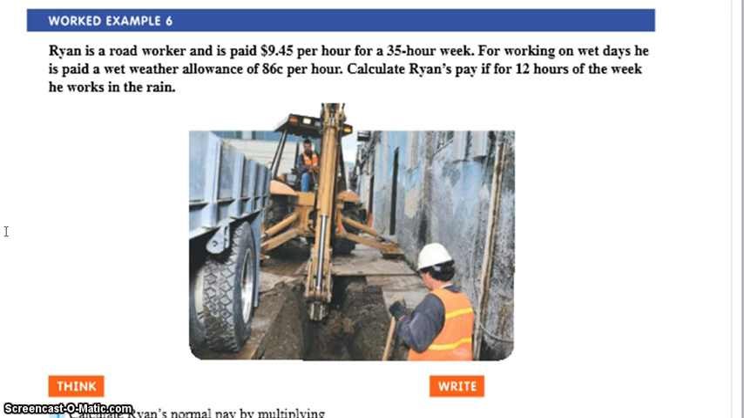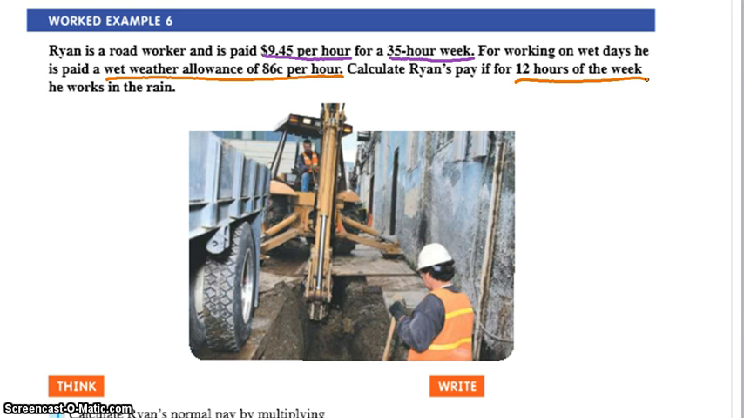Okay? So start underlining the stuff you need. $9.45 per hour, 35-hour week. Now this is the important bit for this particular question. He's got a wet weather allowance of 86 cents per hour. So what we need to do is calculate Ryan's pay if for 12 hours of the week he works in the rain. So the first thing you have to do is work out what his normal base rate of pay would be.